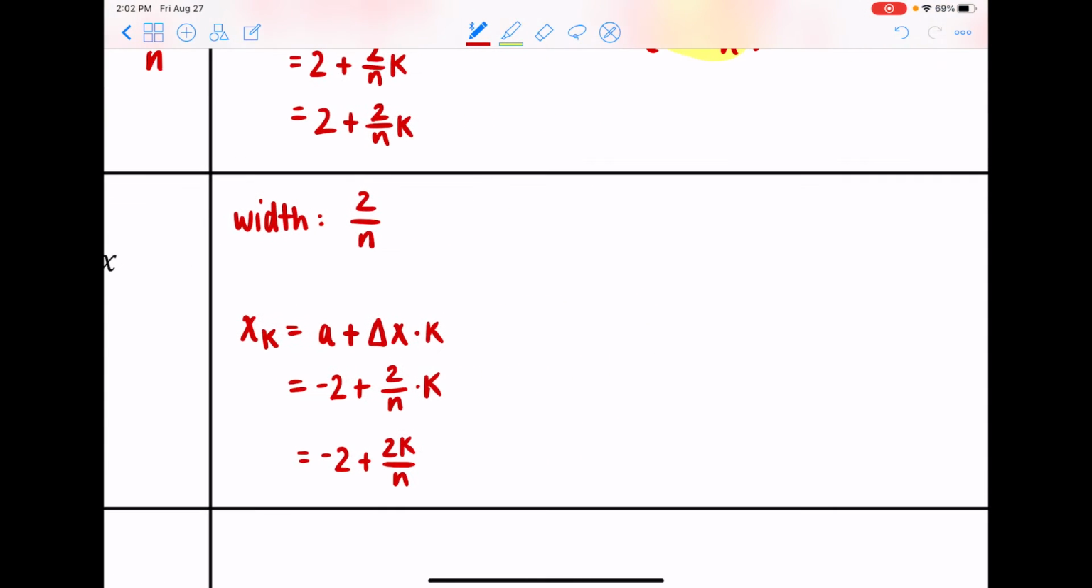So we're going to use that now to figure out the height of each rectangle. The height of each rectangle is going to be the y value when we evaluate at the x that we are interested in, which we just derived. This is going to be f of x sub k, where x sub k is -2 plus 2k over n.